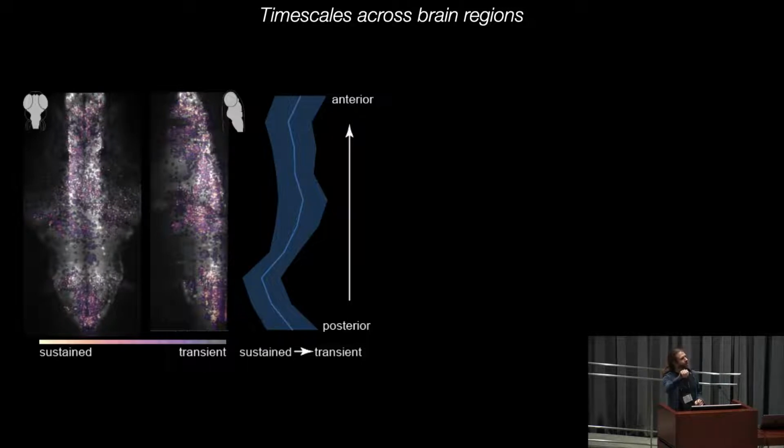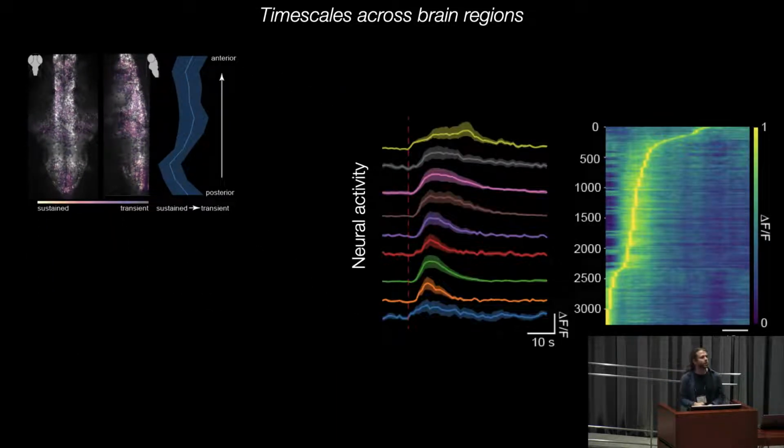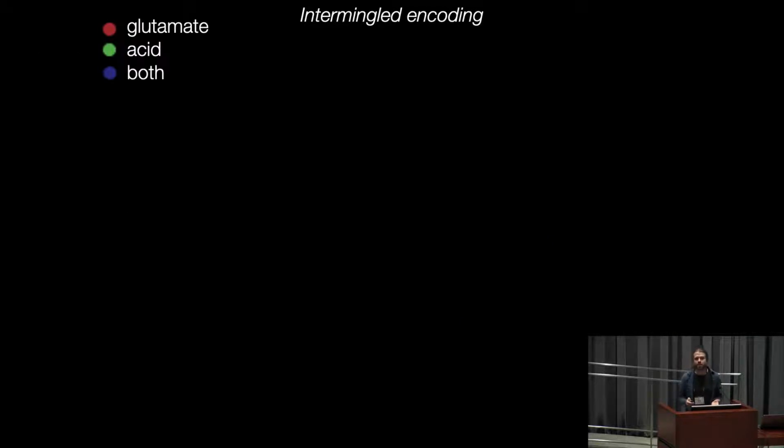This is now a very crude mapping, a projection along the dimensions except for the longitudinal dimension. You can see there are specific regions where there's a more sustained response and others where there's a more transient response. Here are averages and individual neurons showing these different time scales. And this is one question we're asking: how does timescale relate to function, and what can timescale tell us about inter-area communication? Another one is how do these different compounds get coded in individual cells in different brain areas?